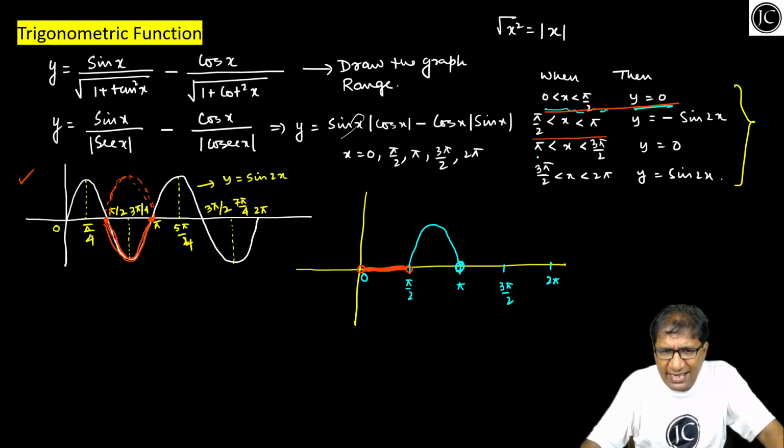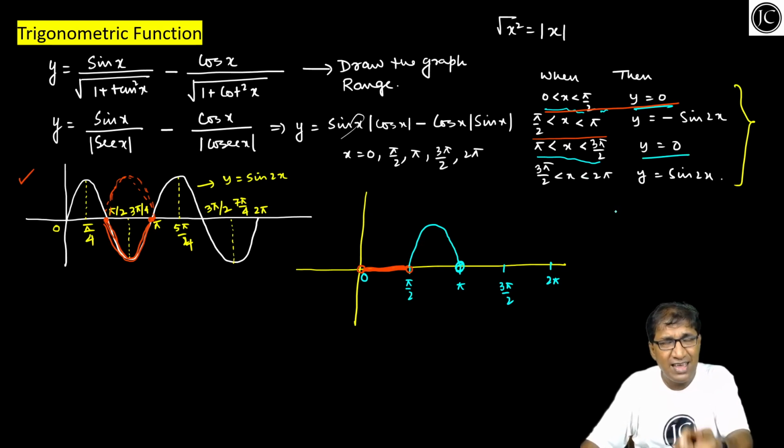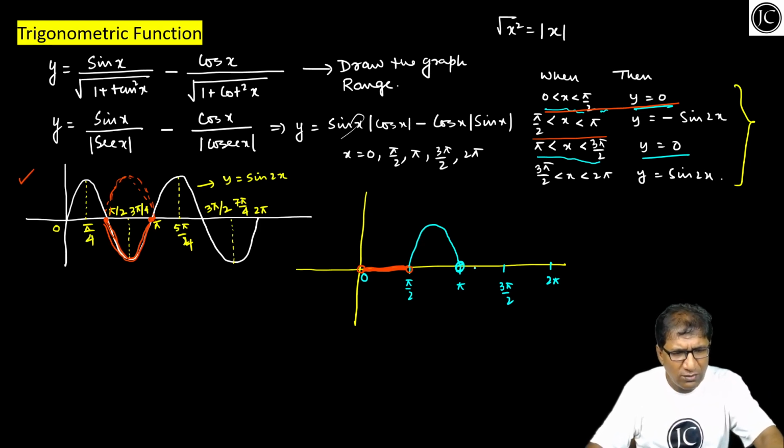Now, when x is again lying from pi to 3 pi by 2, y is 0. Y is 0 again, the x-axis, and we will only choose the portion between pi and 3 pi by 2. Therefore, the portion is this, which is the x-axis, both ends open. Right? From pi to 3 pi by 2.